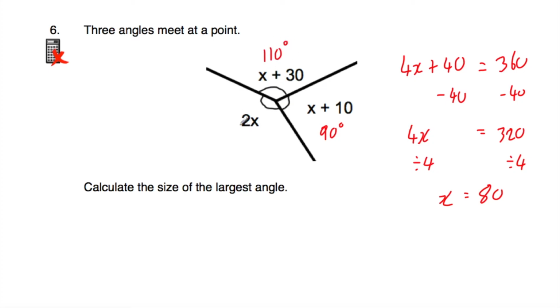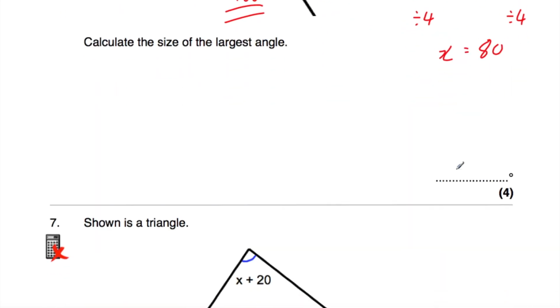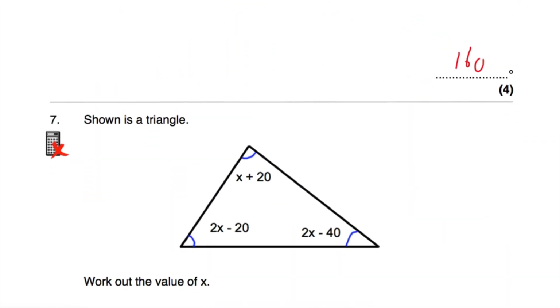And this one, 2x, that's 2 times x. And 2 times 80 would be 160. So that's 160 degrees. And let's just check and see if we're right here, because 110 plus 90 is 200, plus 160 is 360 degrees. So those 3 angles add together to be 360 degrees. That's fantastic. Now we want to find the size of the largest angle. So the largest angle is this one. So that's 160 degrees. So let's write that down, 160 degrees. And that's it.